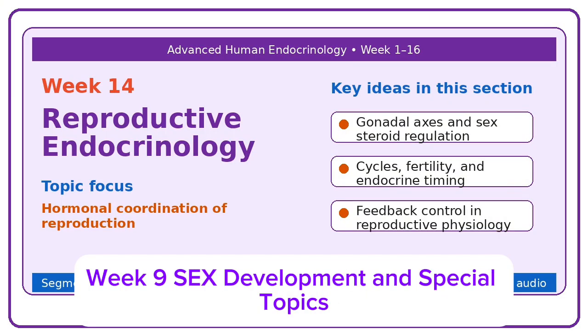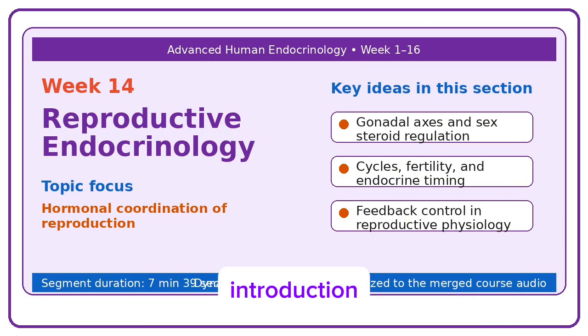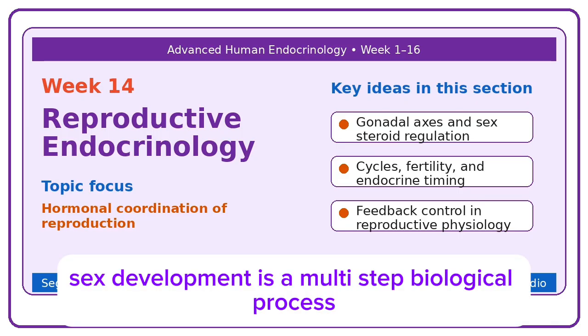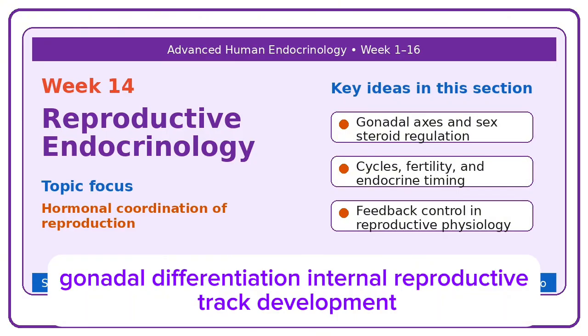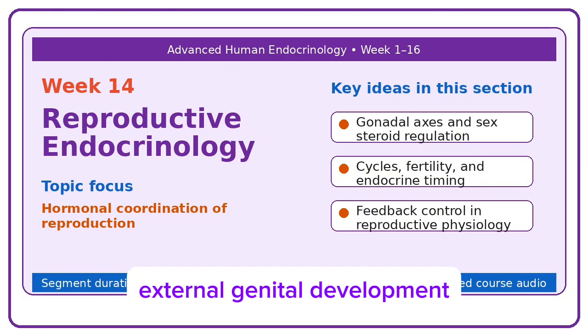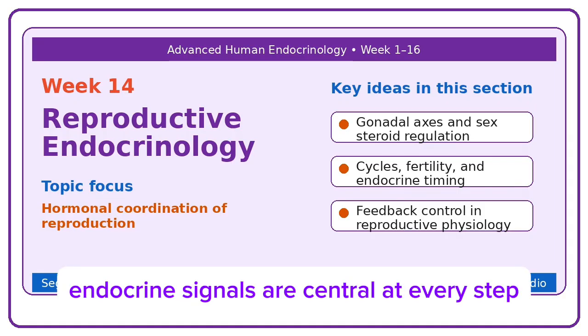Week 9, Sex Development and Special Topics Introduction. Sex development is a multi-step biological process involving chromosomal sex, gonadal differentiation, internal reproductive tract development, external genital development, and later pubertal maturation. Endocrine signals are central at every step.